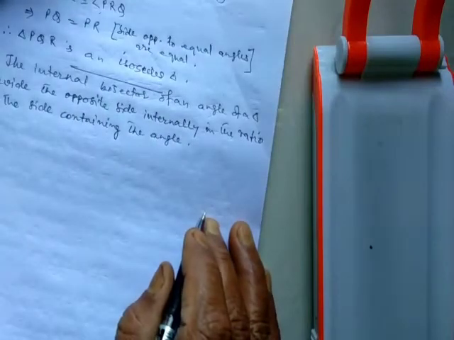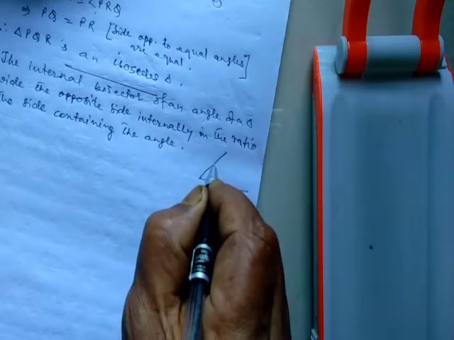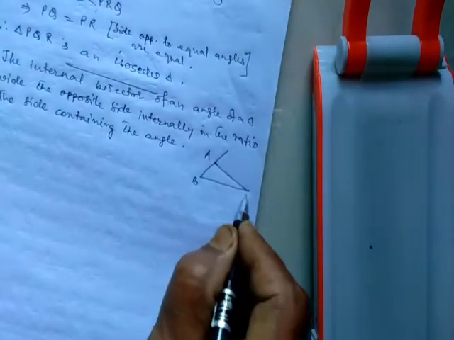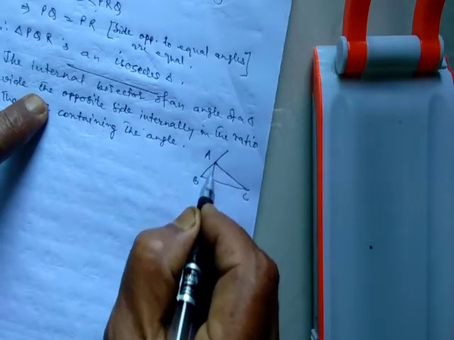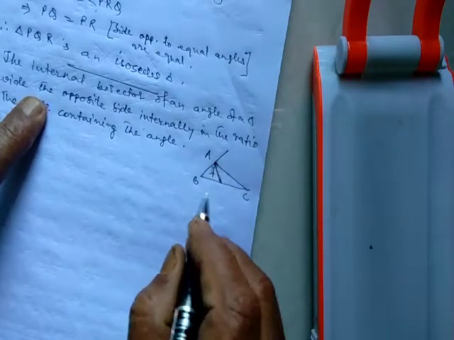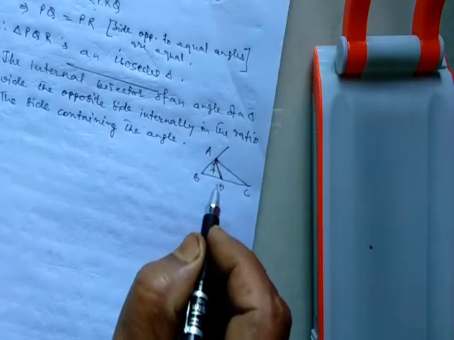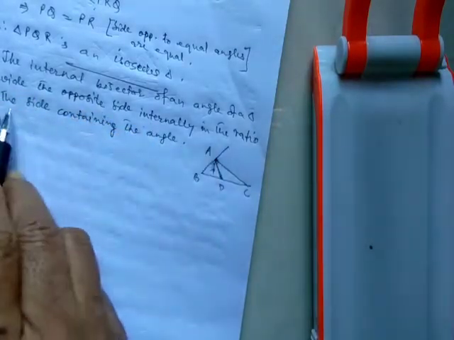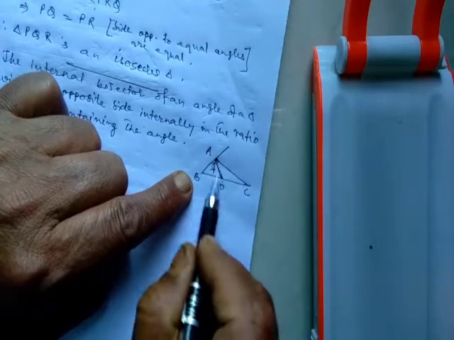So let me draw the triangle ABC. This is a triangle, the internal bisector of an angle of a triangle. So this is internal, AD is the angle bisector. These two angles are equal, it is bisecting. Then the opposite side is divided internally in the ratio of the sides. What we have to prove is AB by AC is equal to BD by CD. This is what we have to prove.